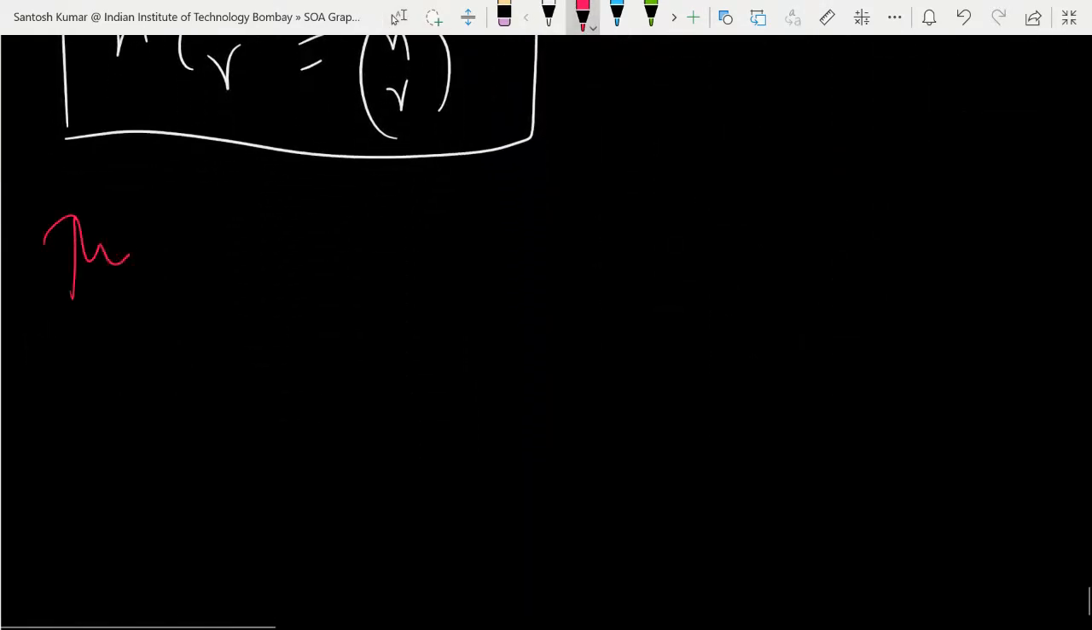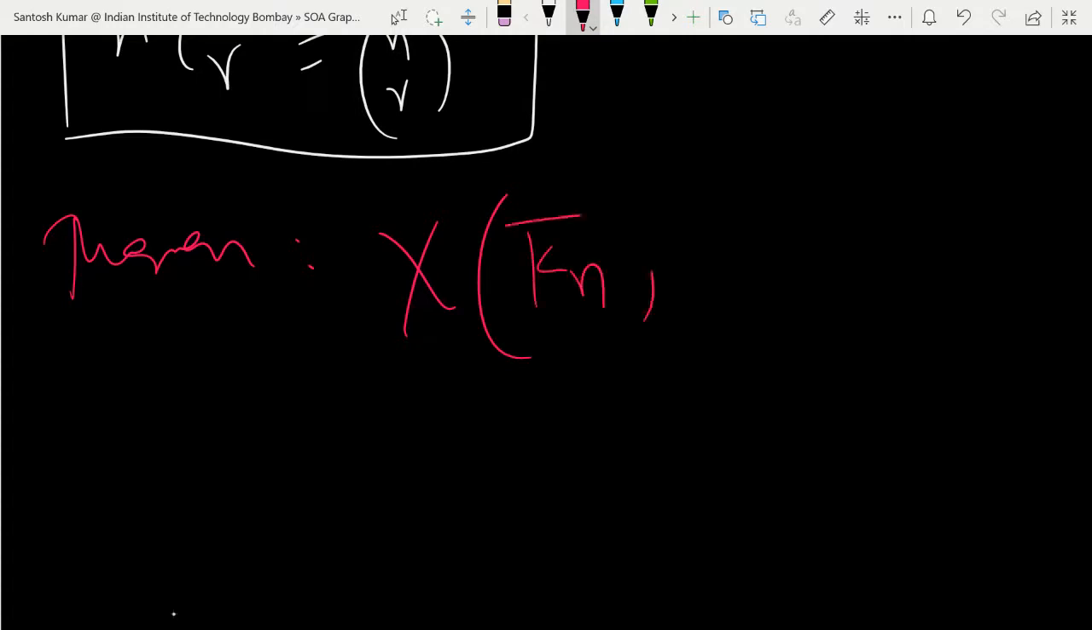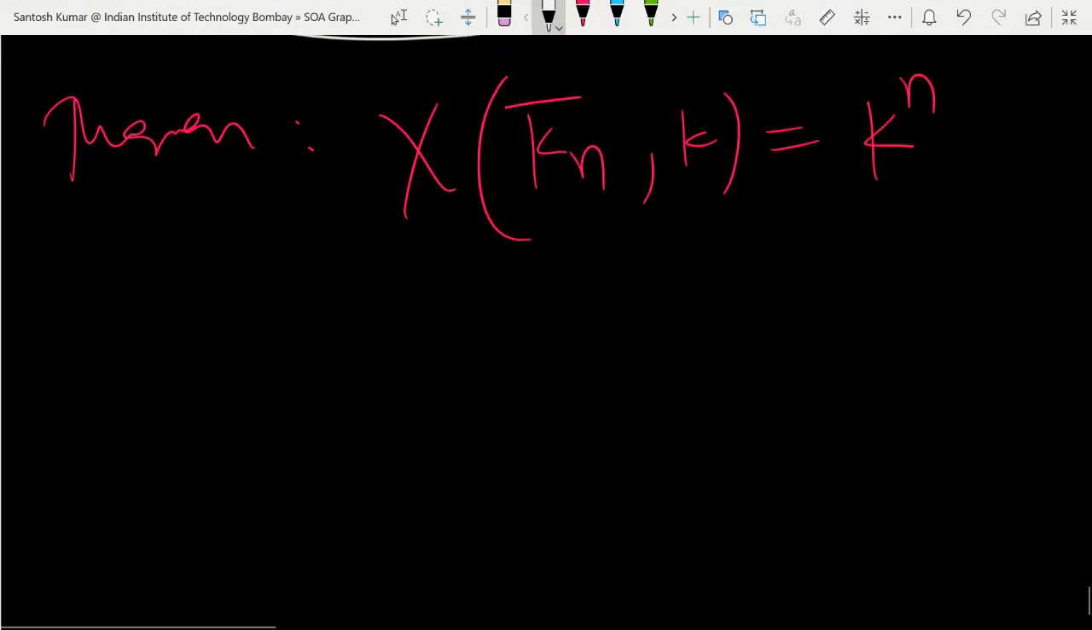Second theorem, if I write: the total number of ways of proper coloring of graph Kn complement with k colors. One of you already told, so it's going to be k raised to power n. If you want to prove this, we have to write our argument and justify this.